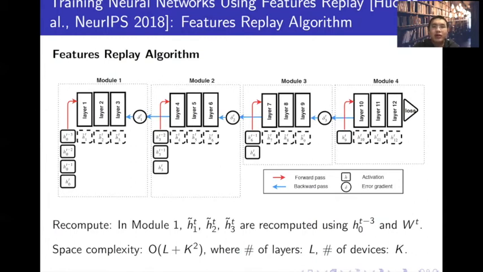In this way, we can reduce the space complexity to big O of L plus K squared, where L means the number of layers and K means the number of devices, because the number of layers is much bigger than the number of devices K. So the space complexity is very similar to the memory consumption of the BP algorithm.